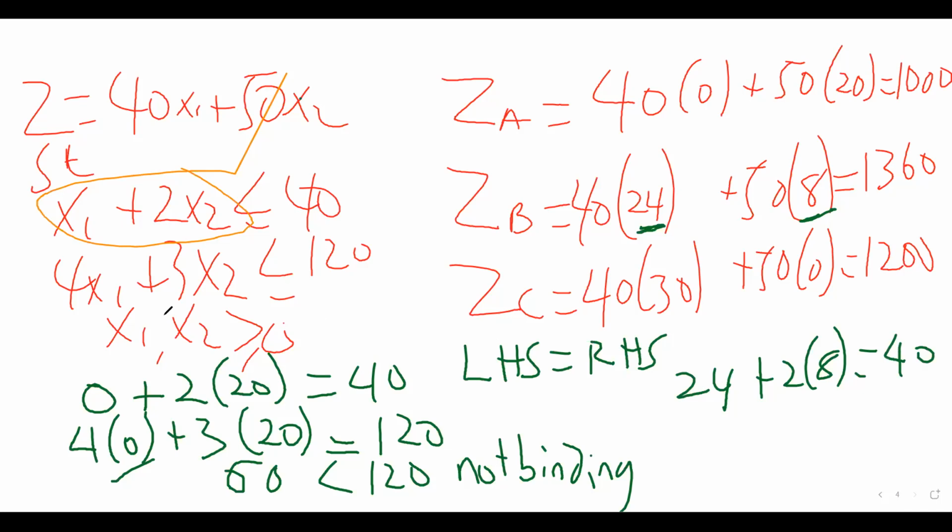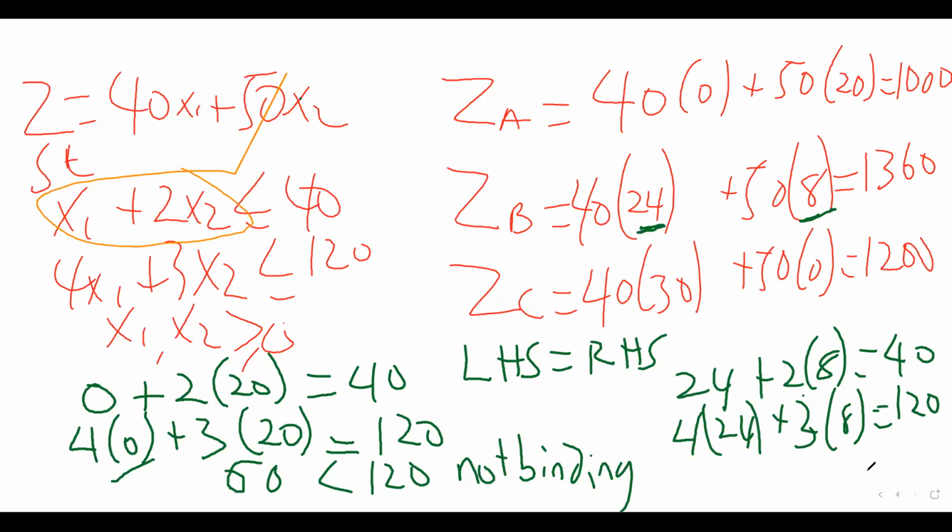Let's do the same thing to the milk constraint. It is 4x1, and x1 is 24. So I'll put that in the bracket, plus 3x2, and the x2 is 8. Let's see whether that will be equal to 120. 4 times 24 is 96. 3 times 8 is 24. When you add that, that is exactly 120. So the labor constraint and the milk constraint, they are all binding if you drop the values of B into each one of them.